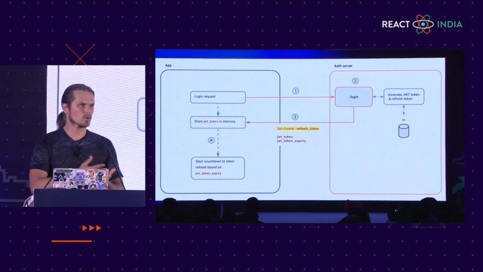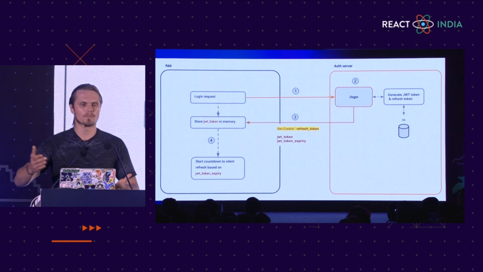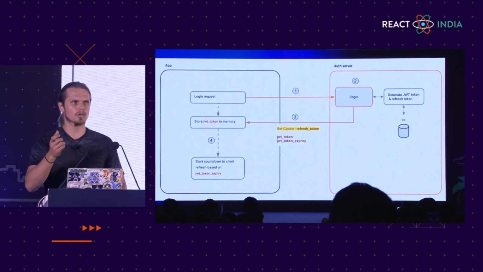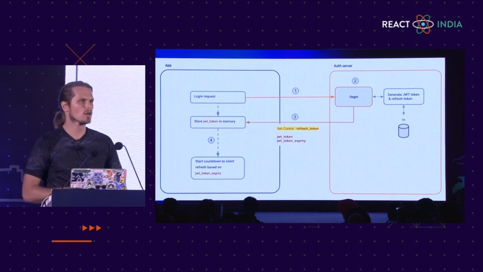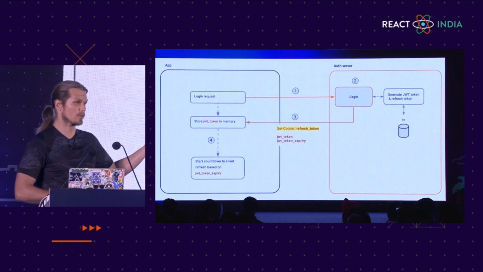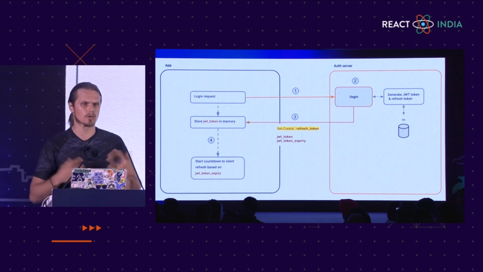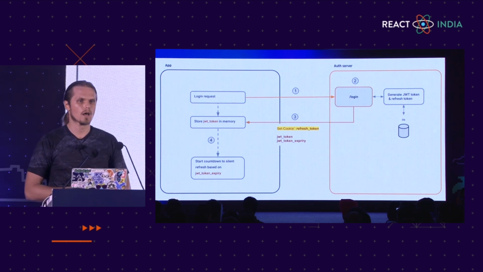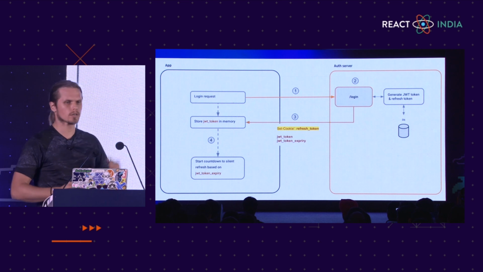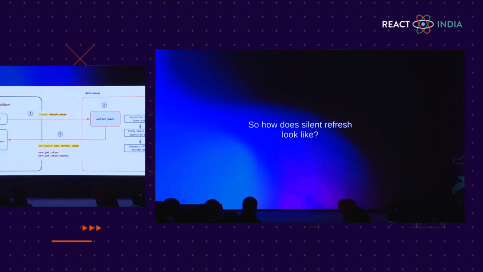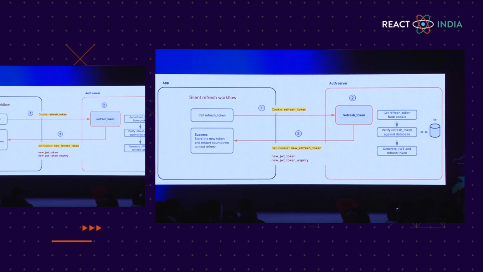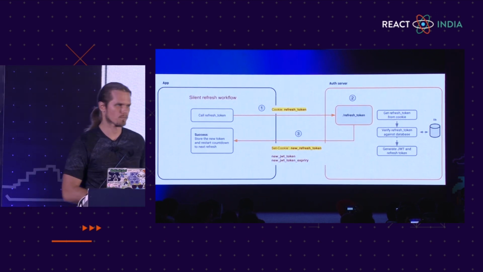We start a countdown to something called silent refresh. So whenever 15 minutes pass, we check if our JWT is about to expire. We execute another request to a different endpoint to get the refresh token, and this refresh token will get us the JWT back. So how does it look? We call refresh token. The refresh token is passed in the cookie.